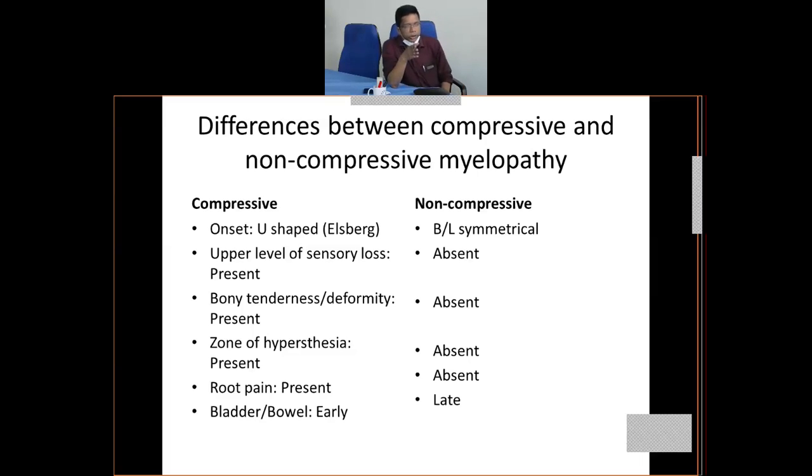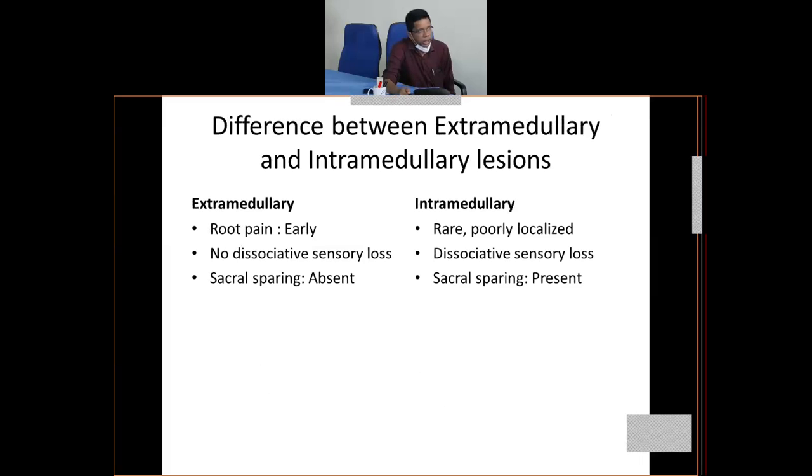Among non-compressive causes, another important cause is acute transverse myelitis. In acute transverse myelitis, you may have manifestations like those of compressive lesions. Otherwise, the involvement is asymmetrical in compressive and symmetrical in non-compressive, and you'll get the upper level of sensory loss and bladder and bowel involvement. In compressive it will be early, and in non-compressive it is late.